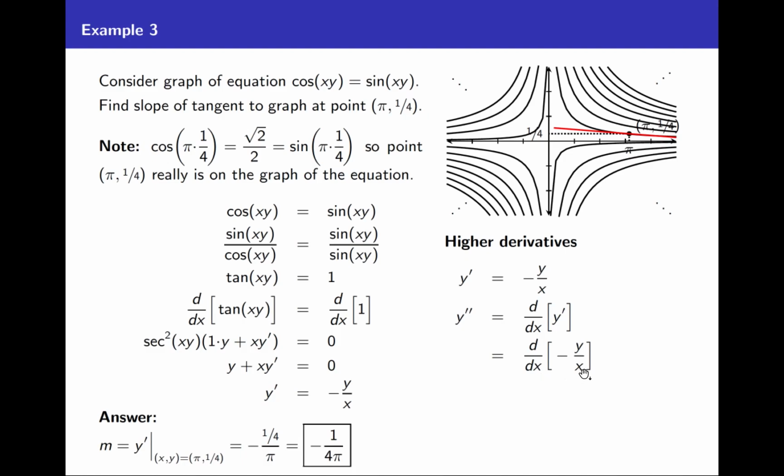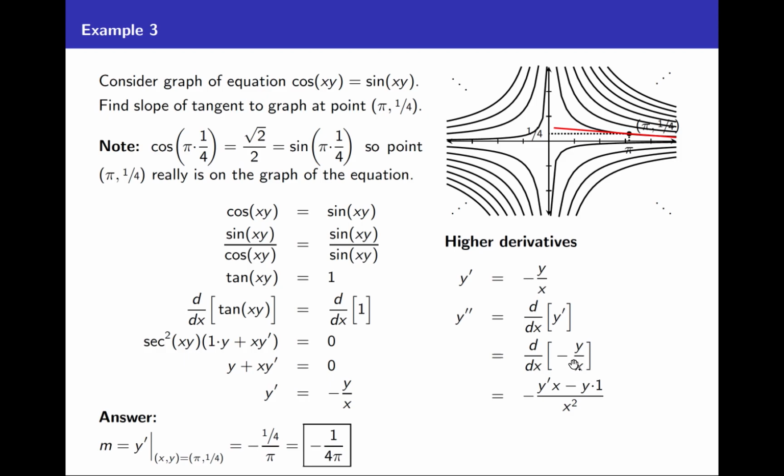Now, what are we going to get here? Well, we're taking d/dx of negative y over x. Remember, y is a function of x. We're always thinking that in implicit differentiation. So you're differentiating negative f of x over x. You've got to use the quotient rule here. In carrying out the quotient rule, let's bring out the negative and put that out in front.